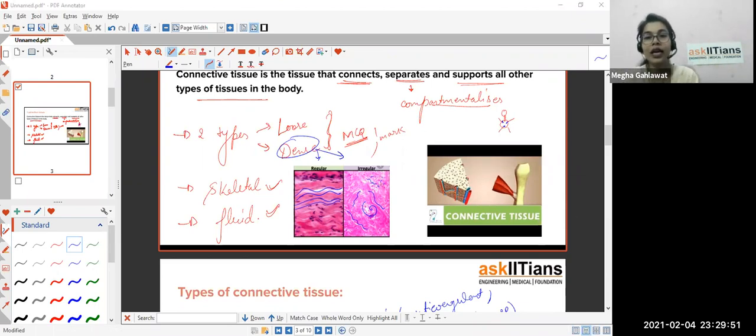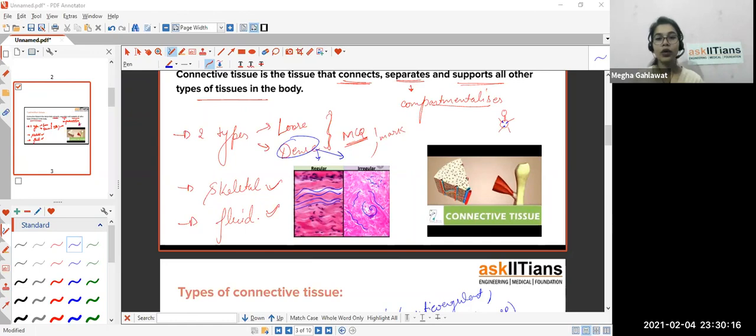Apart from that, the regular will have the collagen and the elastic fibers, and the irregular will also have the collagen and the elastic fibers. The only difference is that they are going to be present in a haywire manner in the irregular, and they are present in the layer of skin, whereas the regular basically are present in the tendons and the ligaments. Okay, so that is vital information right there that you need to revise.